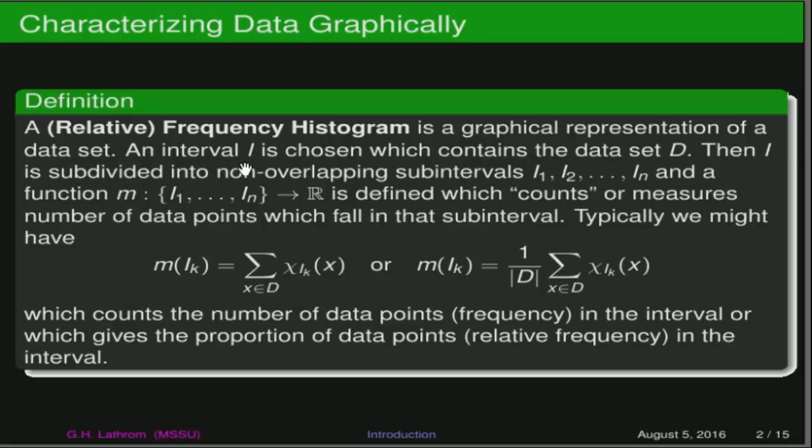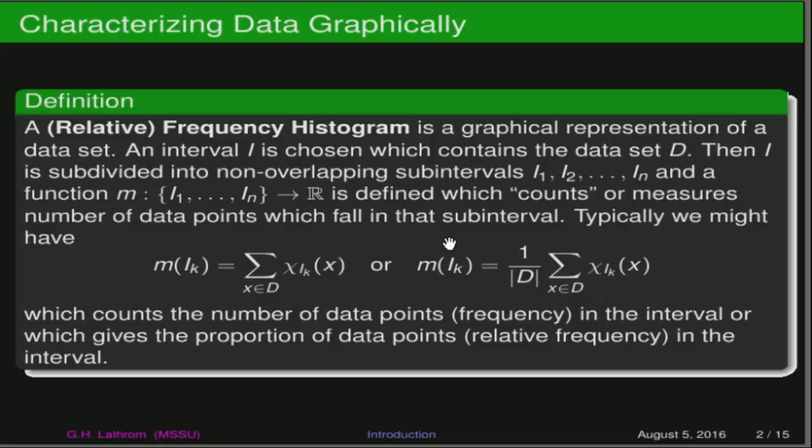We take an interval which is big enough to contain all of the elements in our data set D. We then take that interval and subdivide it into non-overlapping subintervals, I sub 1, I sub 2, all the way up to I sub n. So we've divided it up into n subintervals. And then we have this function m. M is a map from our collection of subintervals into the real numbers.